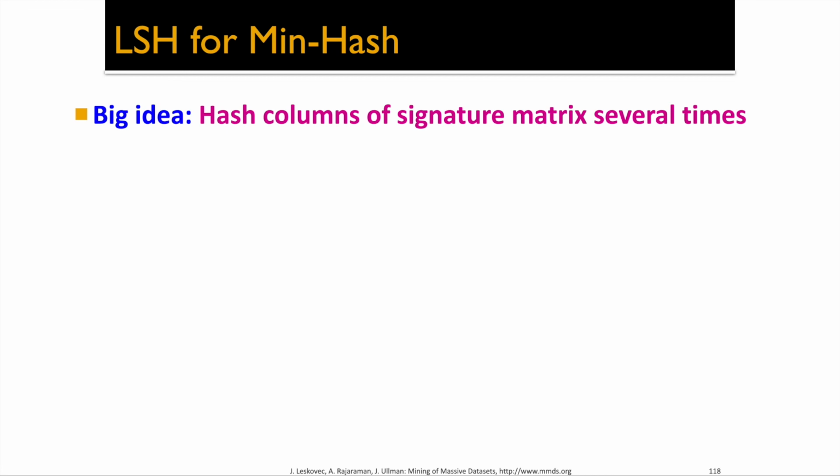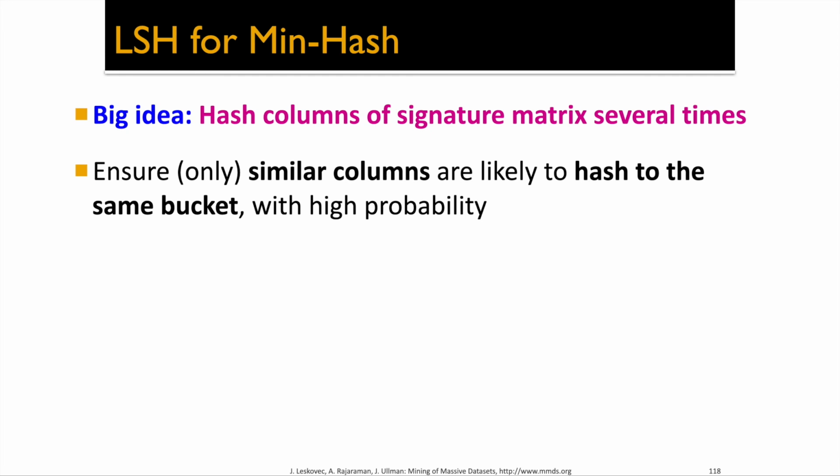So the main idea behind locality-sensitive hashing here is that by hashing the columns of these signature matrices several times, we hope to ensure that only similar columns are likely to end up in the same bucket of these hashes. So only columns that are above our similarity threshold result in hash collisions, at least probabilistically. Hopefully, over the course of several of these hash functions, we get a high probability that this hash collision happens at least once.